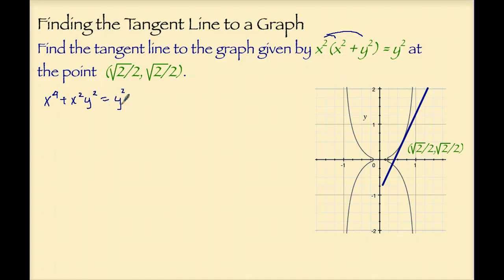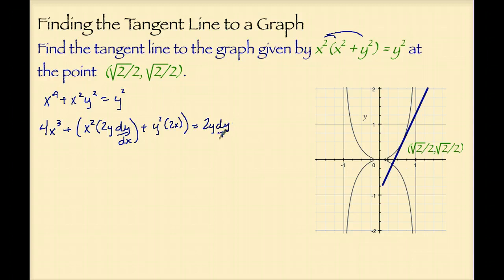When taking this derivative implicitly, I need to remember to use the product rule for this term. The derivative of the first term, 4x cubed, since it's the derivative of an x term, no need to attach the differential. And using the product rule, I'll have the first term times the derivative of the second, x squared times the derivative of y squared, which is 2y dy dx, plus the second term, y squared times the derivative of the first, which is 2x. Again, another x term which does not require a differential. On the right side, the derivative is 2y dy dx.